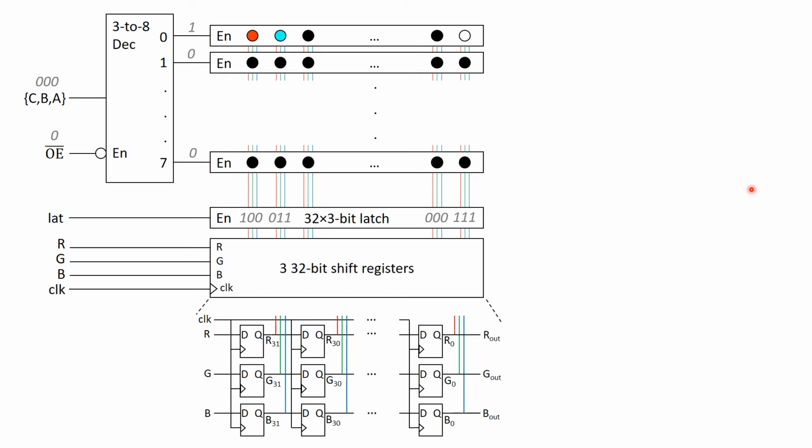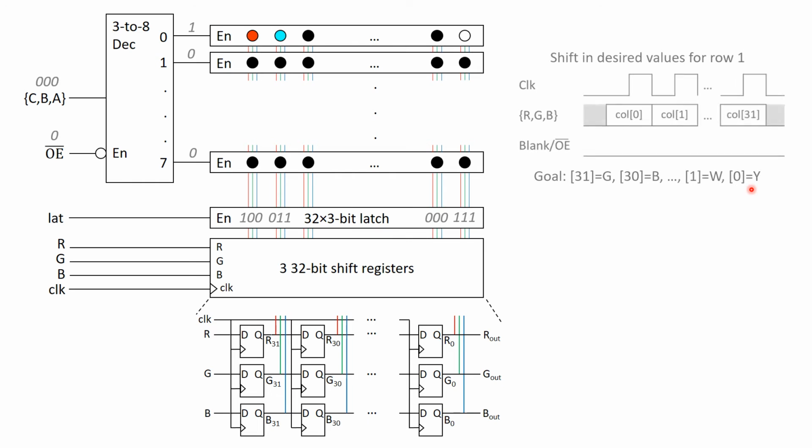So now that we have this, we've got the two different elements of our control to deal with. The first is to prepare the next set of values we want to display, in this case on row 1. To do this, we're essentially trying to create this portion of the waveform, and in our example, we're going to have a goal of setting the 0th pixel to yellow, the 1st pixel to white, the 30th pixel to blue, and the 31st pixel to green.